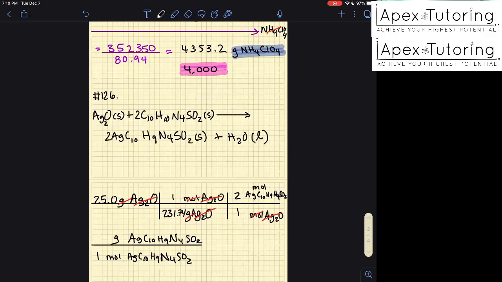Let me know what you get. I got 357.142. That seems low for such a big number. Yeah, I got 0.08, but it just could be we're using different periodic tables. Yeah. So then what?